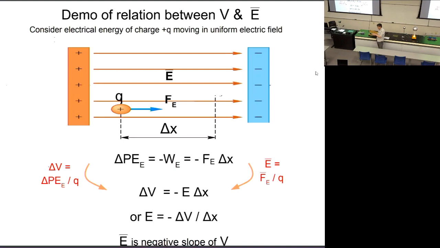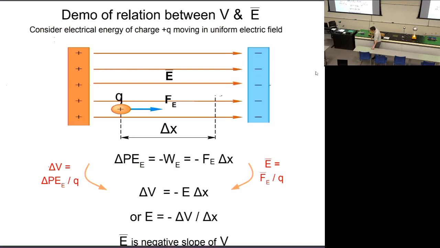So if you've got an electrical potential that's steeply changing, it's a steep slope, that's going to be a strong electrical field. If you've got an electrical potential that's gradually changing in your electrical landscape, that's going to be a weak electrical field. If you've got electrical potential that's just constant, there's going to be no electrical field. So that's how the electrical field and electrical potential are related.